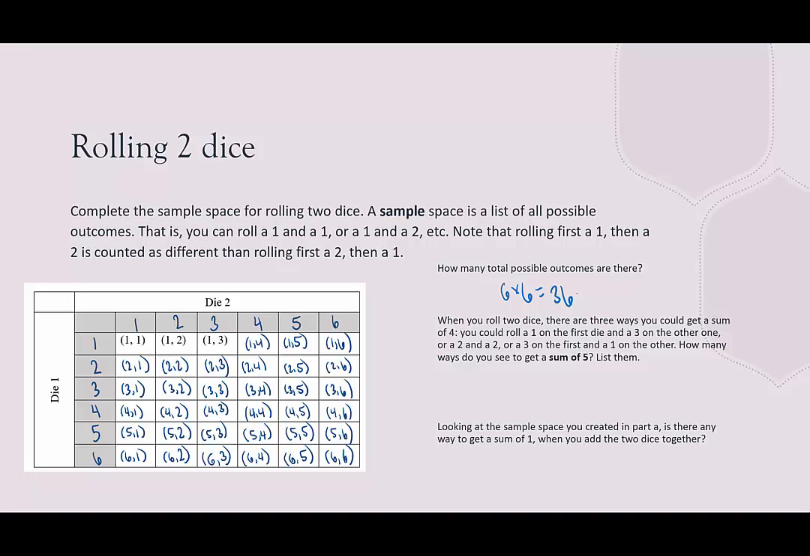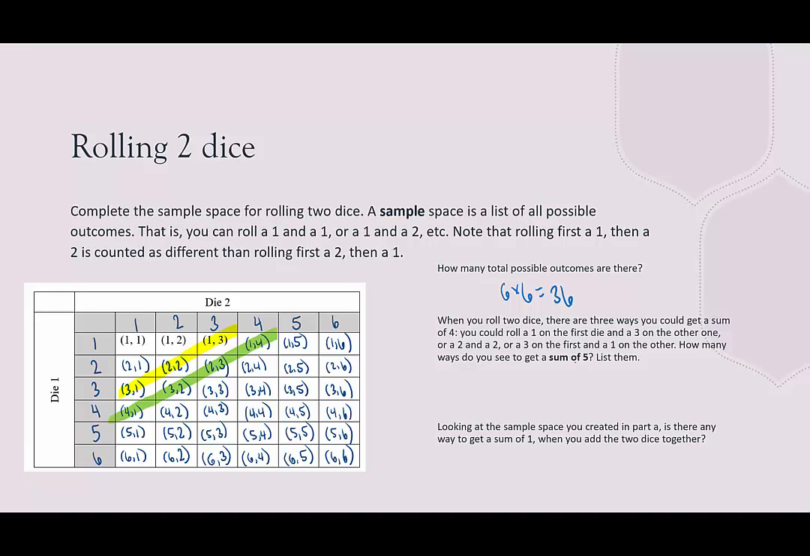When you roll 2 dice, there are 3 ways you could get the sum of a 4. You could roll a 1 on the first die and a 3 on the other, 2 2s, or a 3 on the first and a 1 on the other. How many ways do you see the sum of 5? The nice thing about the sums is they're actually the diagonals. Those 4s would be this diagonal right here, which conveniently would go to the 4s if I extended it. What would make the 5s would be this diagonal here. And that's what I want to record.